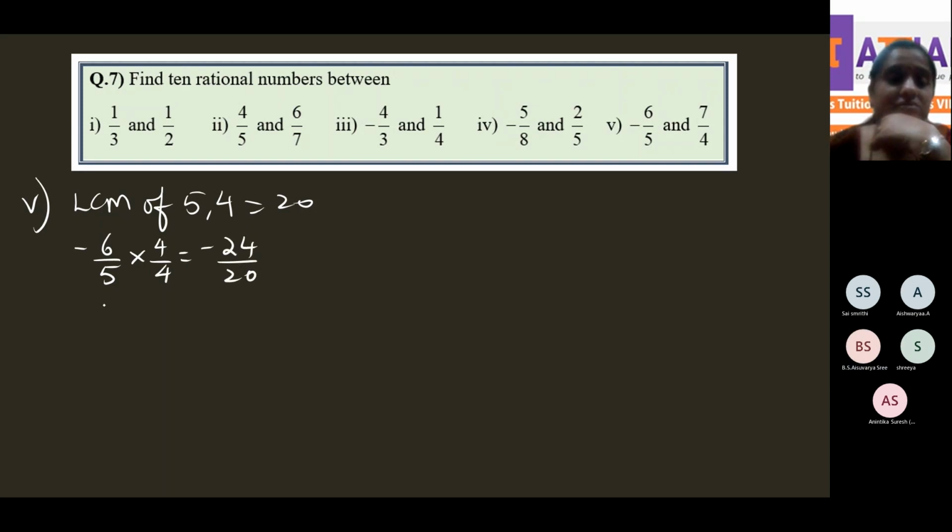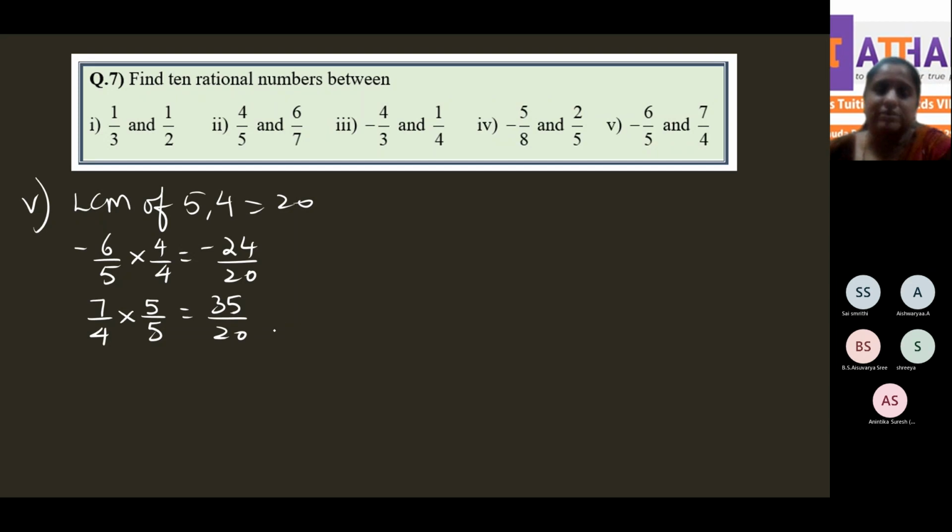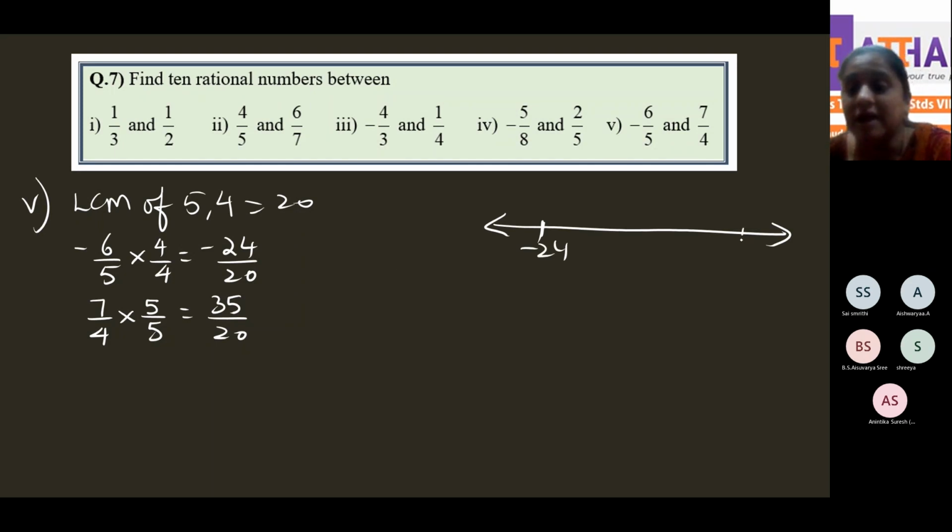Next, 7 by 4 into 5 by 5. Yeah, 35 by 20. Now you need to insert 10 numbers. Do you think you have space in the numerator? You have a lot of space because of minus 24 and 35. My God, so many numbers.